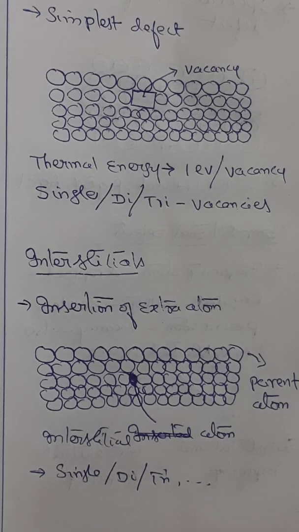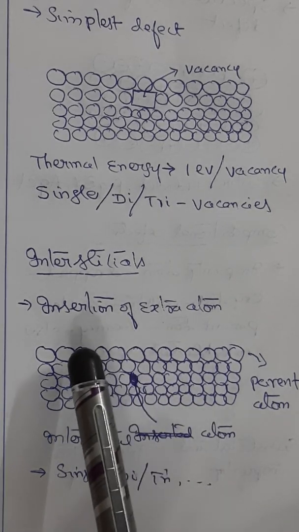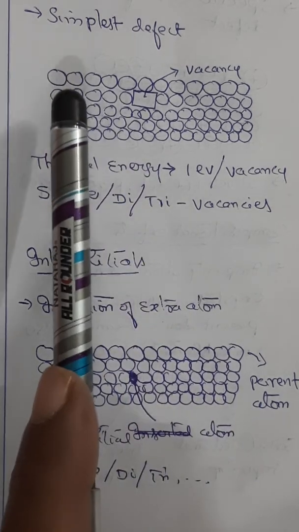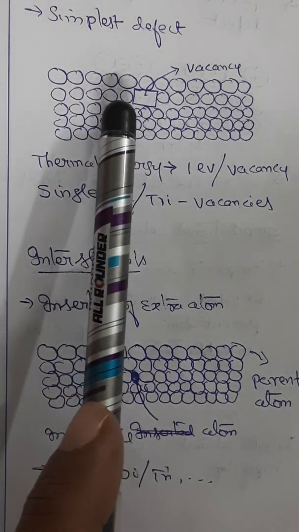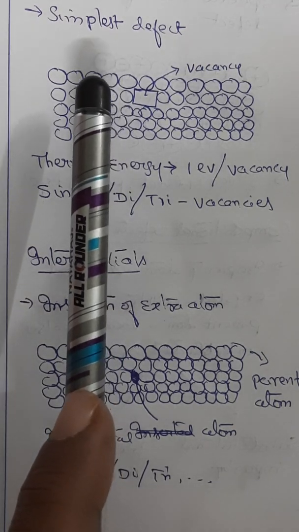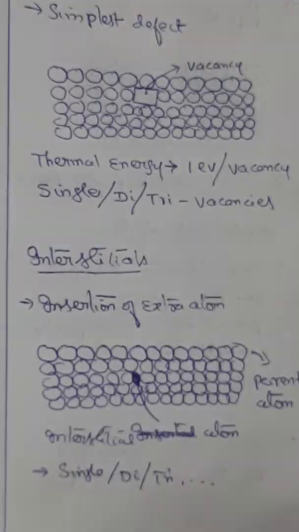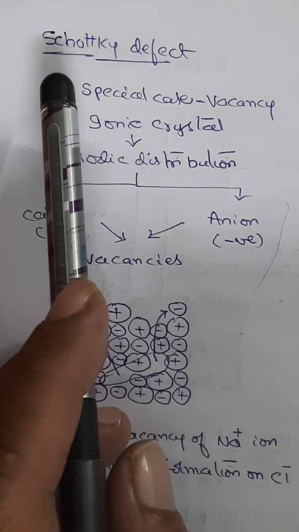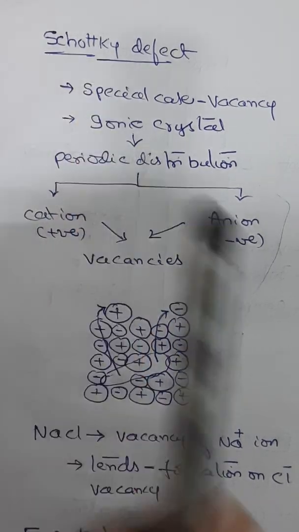Now, in this type of crystal defects, this is yet another type of point defect. In vacancy, again, there is a special case. That is what is basically known as Schottky defect. So let us come back to vacancy to understand Schottky defect. Schottky defect is a special case of vacancy defect.